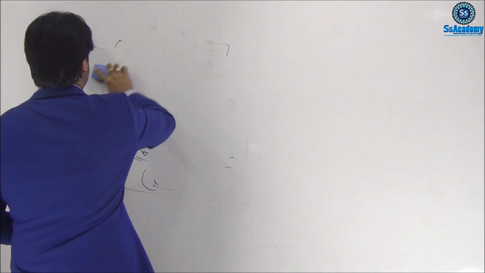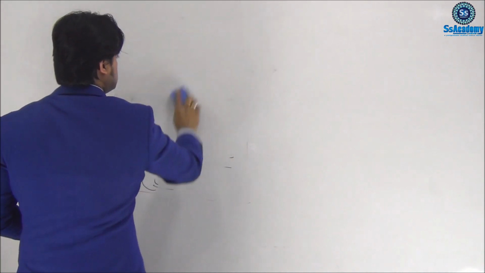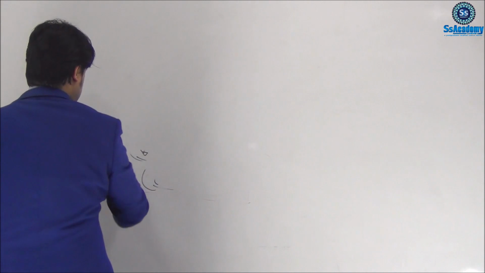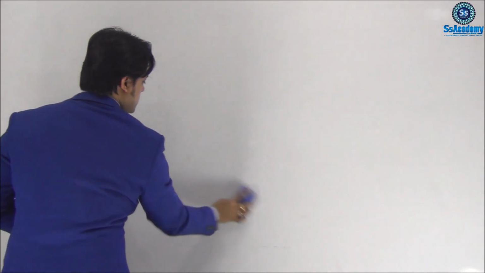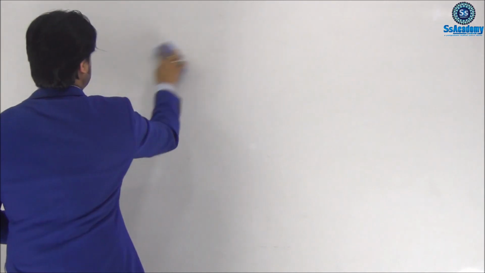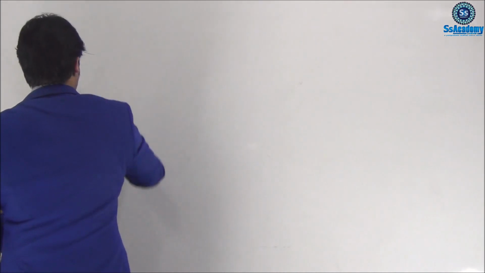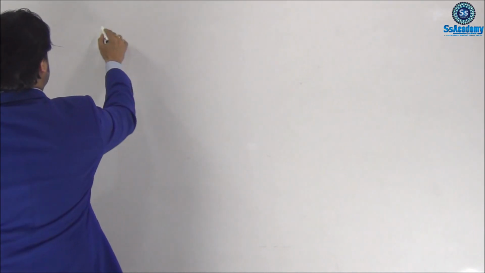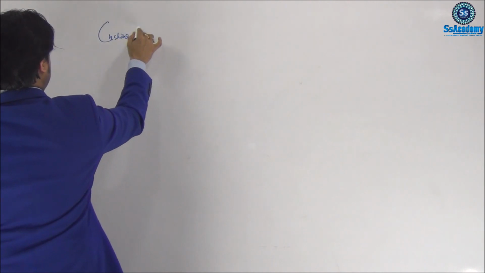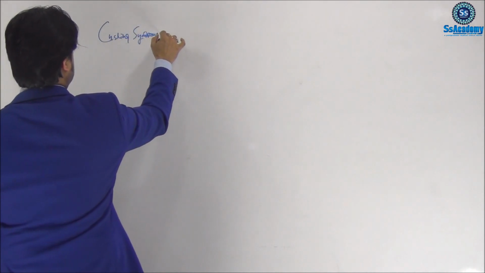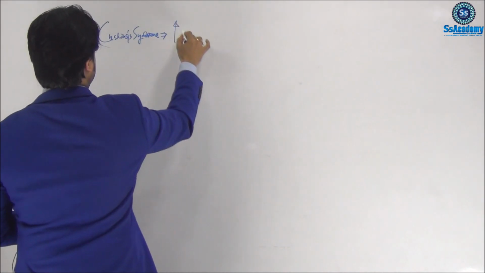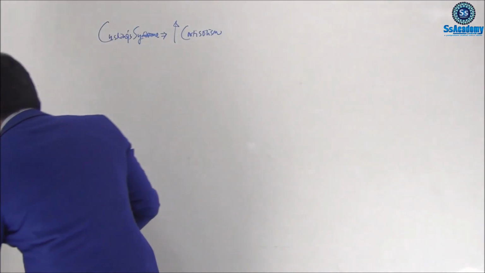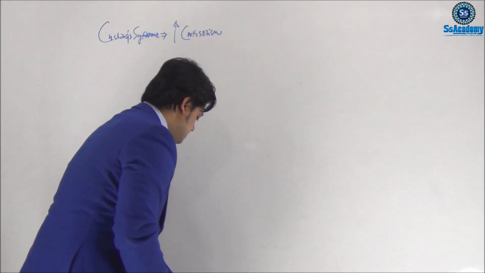Now I'll talk about the Cushing syndrome. In contrast to the Addison's disease, means the adrenalitis, means the adrenal gland damage leading to hypoadrenalism, means hypocortisolism, Cushing syndrome is nothing but hypercortisolism. So what I say? Cushing syndrome is nothing but hypercortisolism.